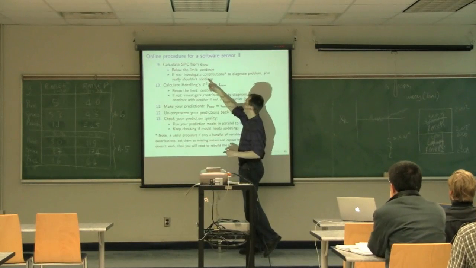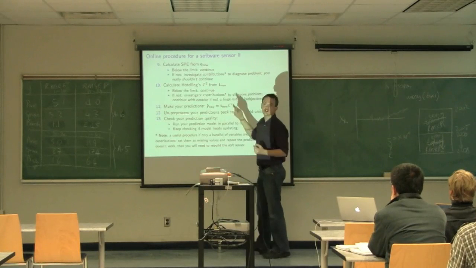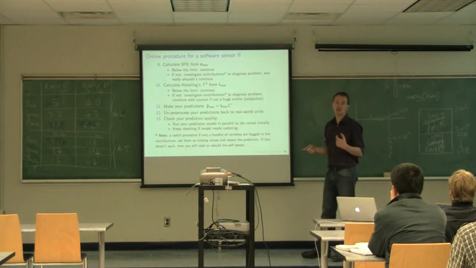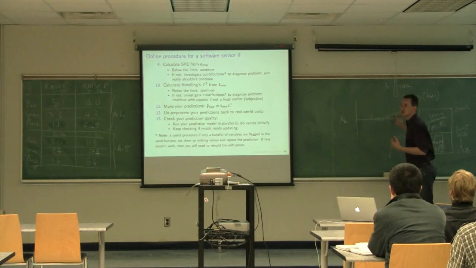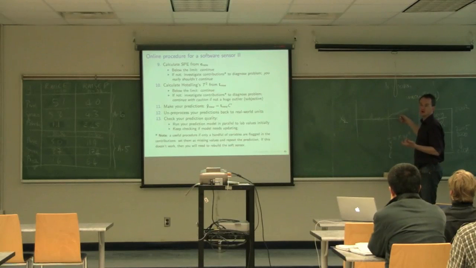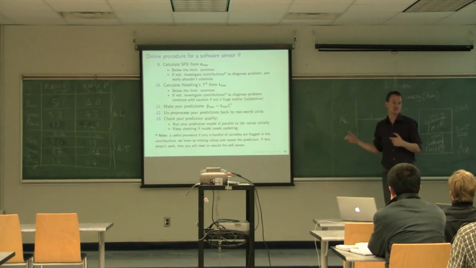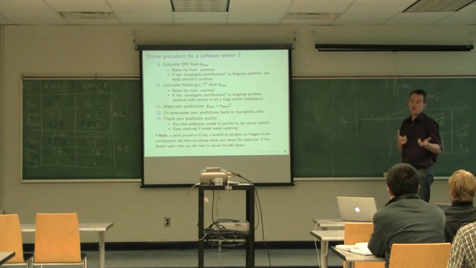If you're not below the limit, figure out from a contribution plot why. Why is my SPE high? Is it something like this that's causing it? Do I need to update my model to get SPE low? Or is there really a problem in my process that I am not aware of?